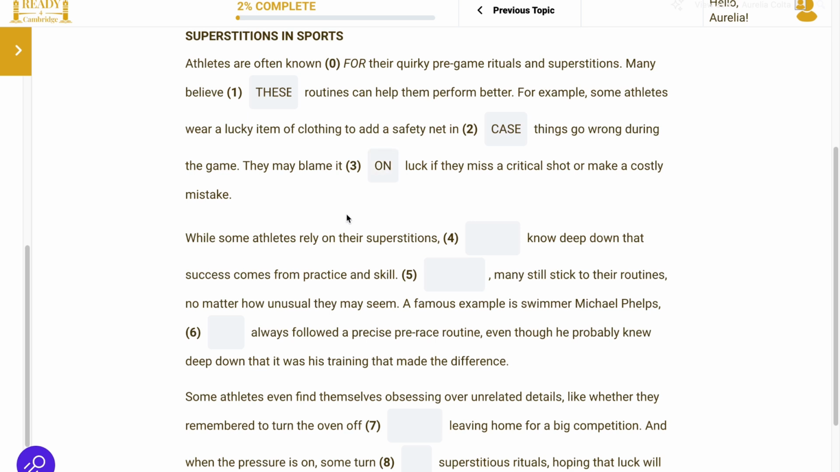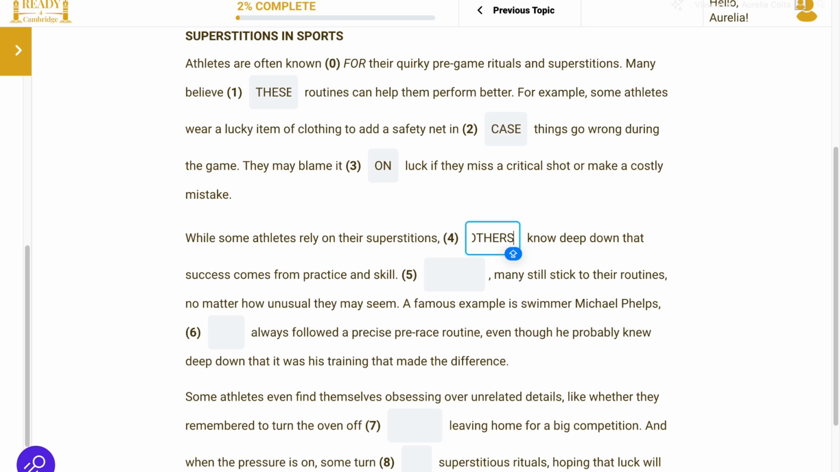Let's move on. The fourth gapped sentence. While some athletes rely on their superstitions, others know deep down that success comes from practice and skill. This sentence contrasts two groups. We've got some athletes versus another group. The opposite of some here would be others, meaning other athletes. So the best word is others.